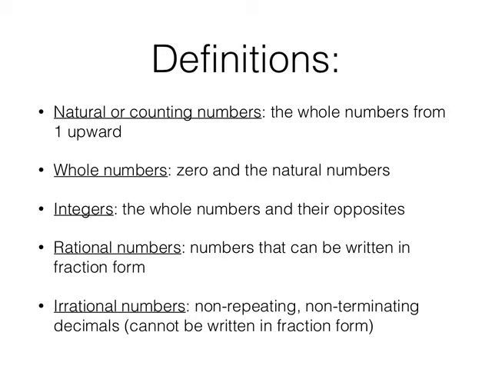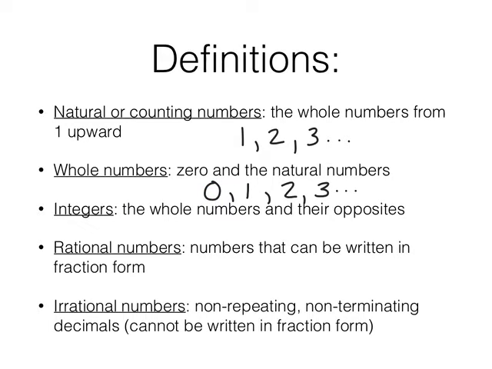Let's define them, starting with our natural or counting numbers. That's the whole numbers from 1 upward. So 1, 2, 3, and so on. And the ellipsis is what tells us that it continues on beyond that. Then we have our whole numbers, which is 0 and the natural numbers, which would totally be my band name if I ever started a band. And that's 0, 1, 2, 3, and so on. And you can think whole numbers starts with the number with a hole in it, right here.